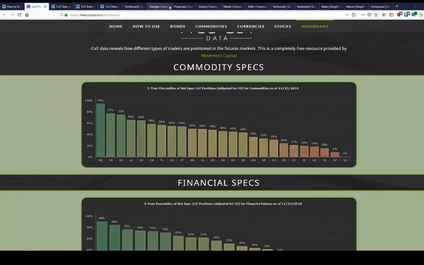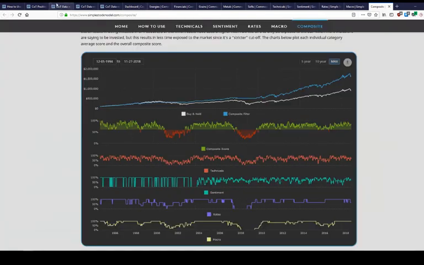So we had positioning, we had some seasonality stuff, and then we had some S&P. If anybody's got any questions, I'm happy to answer them.